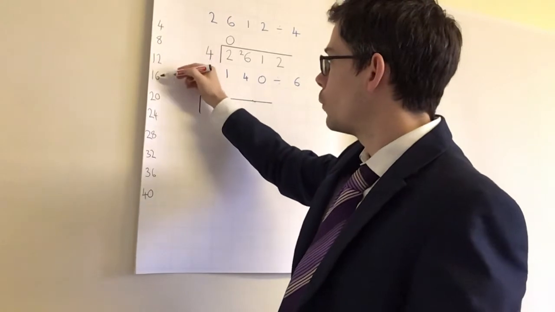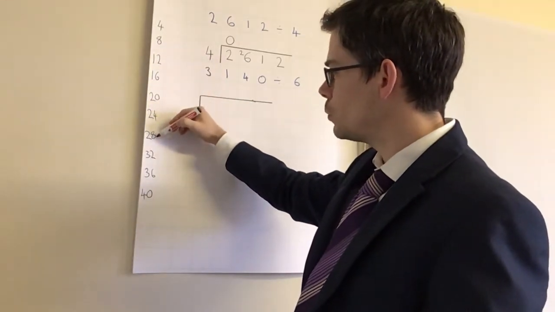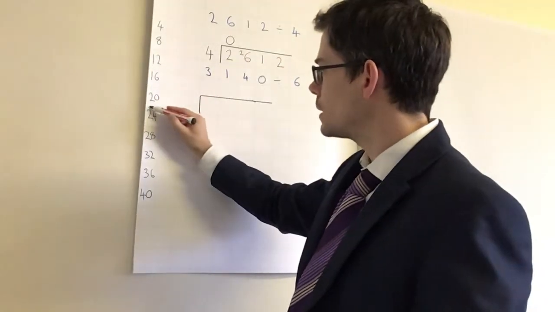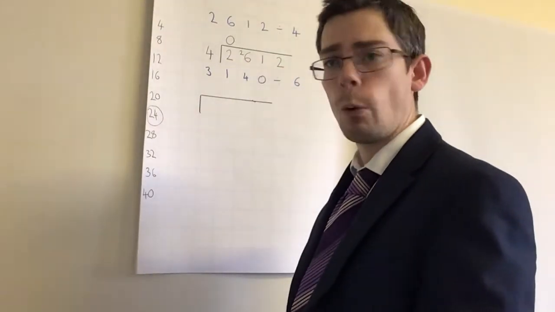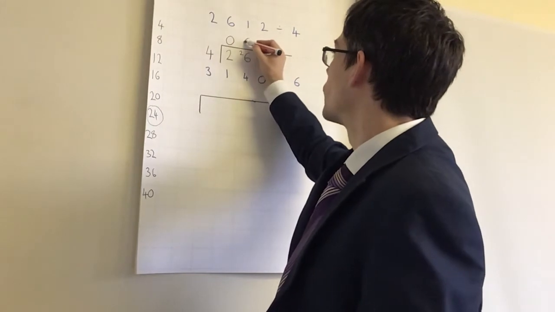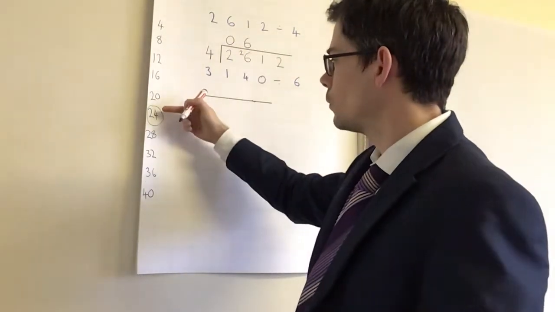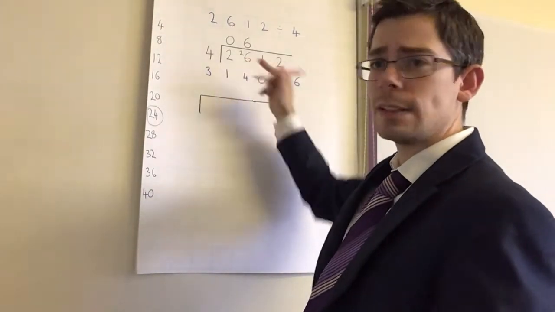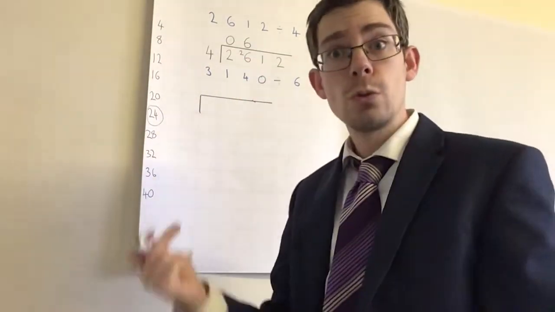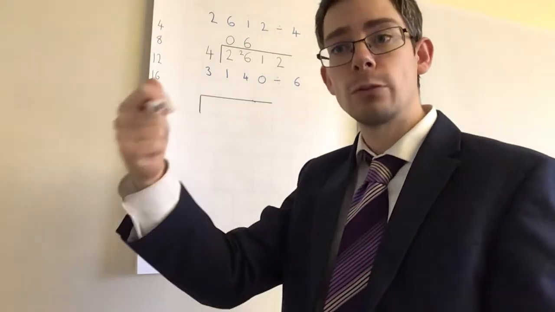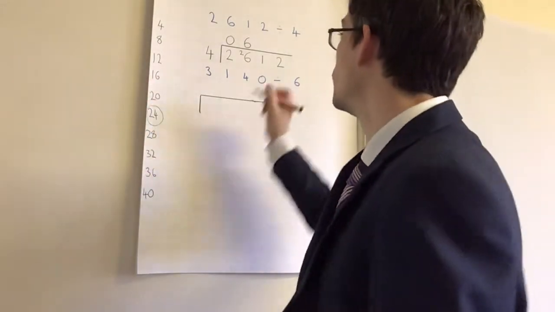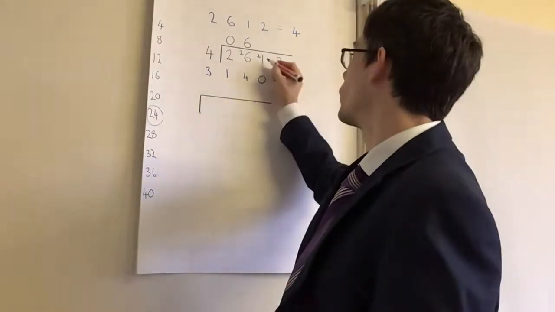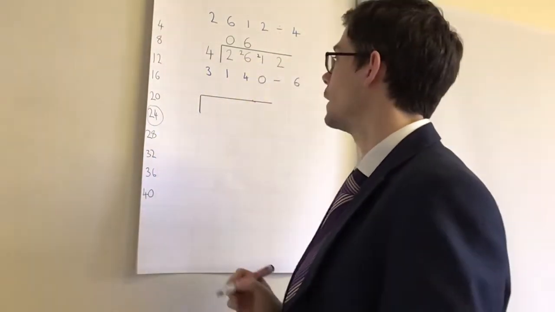1, 2, 3, 4, 5, 6. I can't do 7 because that'd be 28 and I've only got 26. So I can do 6, which is 24. I can fit 6 4s in, 6 groups of 4, because that would be 24. I haven't used all of my 26 though. So the 2 that I haven't used, 24, 25, 26, need to move across into my tens column to make not 1, but 21 tens.